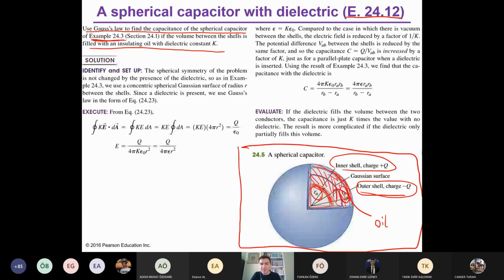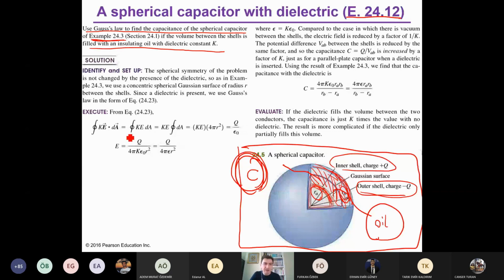Then what about the capacitance? We have two metal spheres, and what is the capacitance? In the previous lecture, since there was air here, we calculated the capacitance for vacuum or air. But here, since we have oil, the capacitance will be increased. The capacitance will change. Then we will have a different capacitance if you put oil or another dielectric material here.